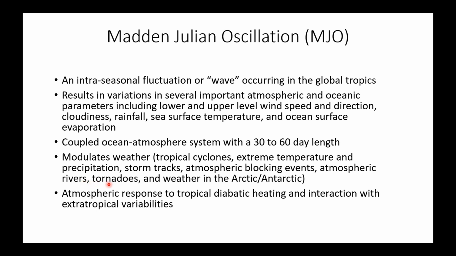It also can impact the tornadoes, where they form, the general favorable areas for severe thunderstorms, which breed the tornadoes, and then also impacts weather in the Arctic, believe it or not, as well as the Antarctic. So that's why we're going to talk about the MJO tonight. It has far-reaching impacts. And basically what the MJO is, it's an atmospheric response to tropical diabatic heating. Diabatic heating generally referring to those warmer ocean surfaces, the warmer than normal sea surface temperature anomalies, and then the interaction with the extratropical variability, specifically other teleconnections.